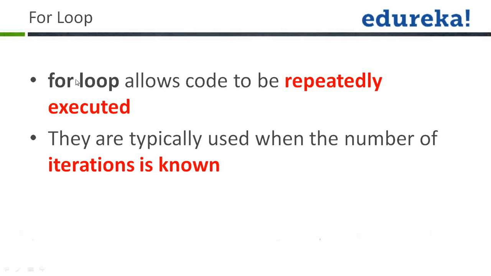Okay. Now I come to the for loop. A for loop allows code to be repeatedly executed. They are typically used when the number of iterations is known. Just remember this: when you are clear about the number of times this code has to be executed, then in that case, definitely go for a for loop.